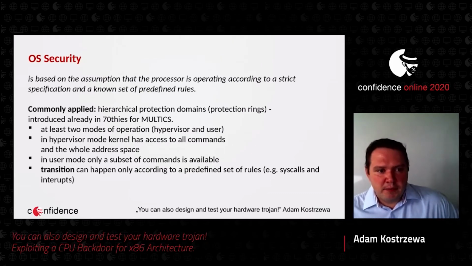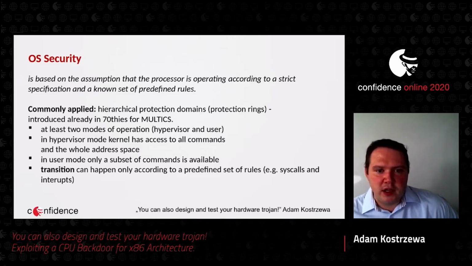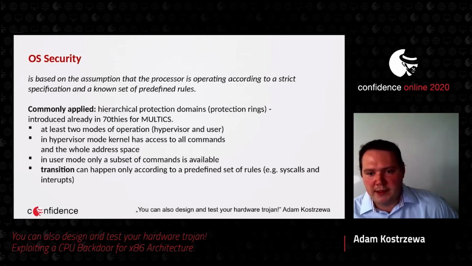There is an assumption which forms the basis of the security of almost all modern systems: that the processor is operating according to a strict specification, a known set of predefined rules. The most commonly applied set of predefined rules, there were others before, but right now, is the usual hierarchical protection domains called protection rings, which were introduced already in the 70s for Multics. This is a Unix predecessor, so it's very old.